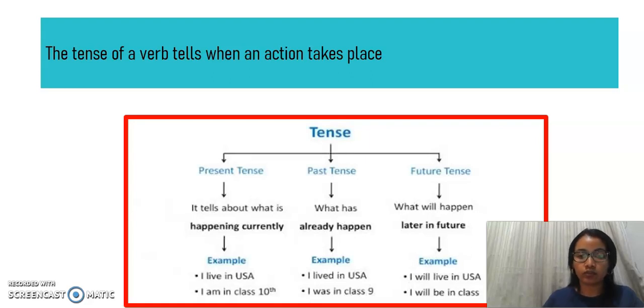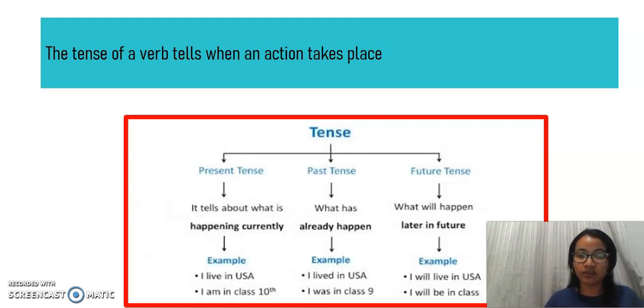And there we have the future tense. Those actions are telling us what will happen in the future. The things that you're going to do when you come back to the school, your next vacations, what is going to happen next Christmas, those things are in the future. We already know what is going to happen. And the example that we have over there, I will live in USA.